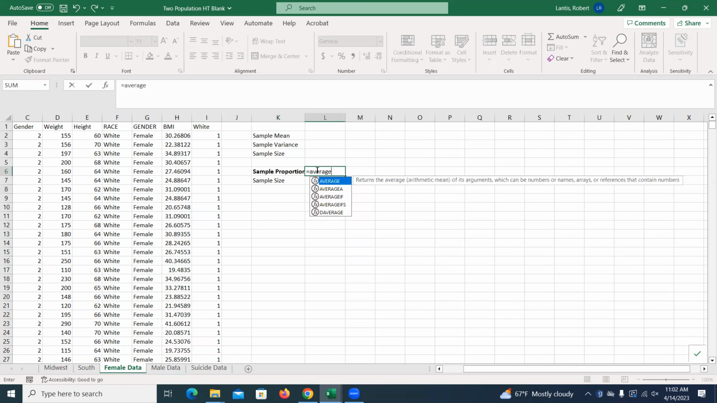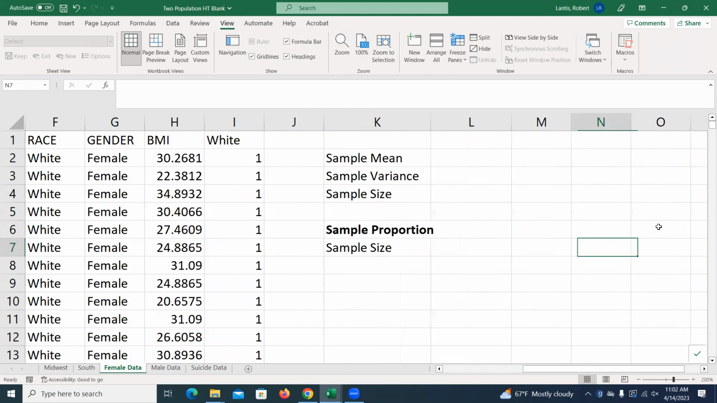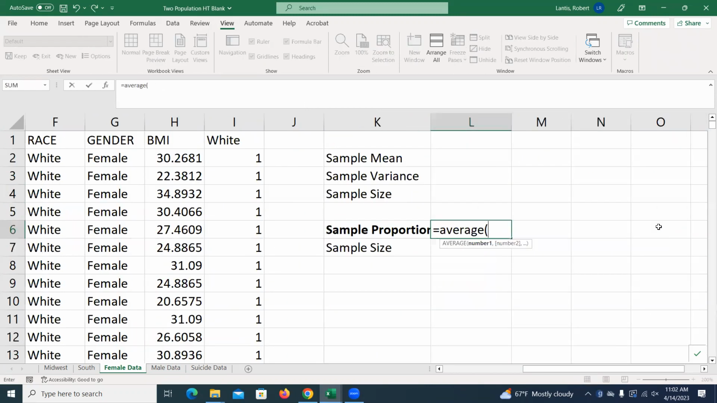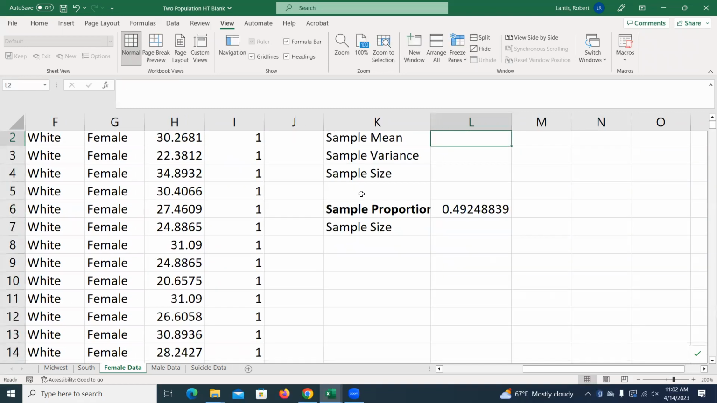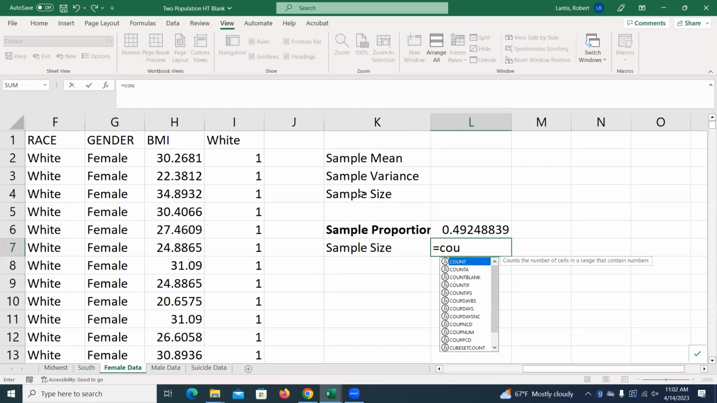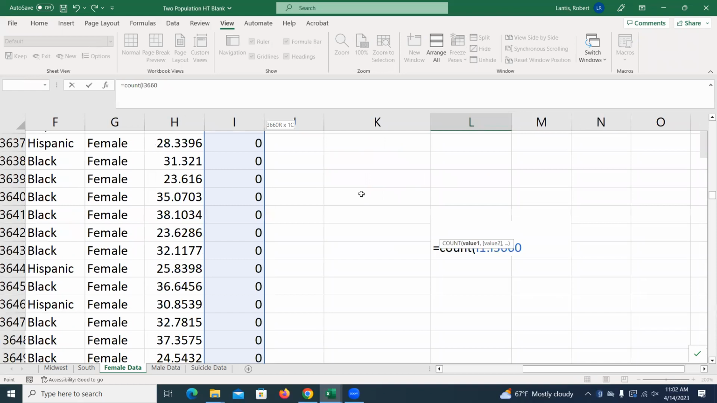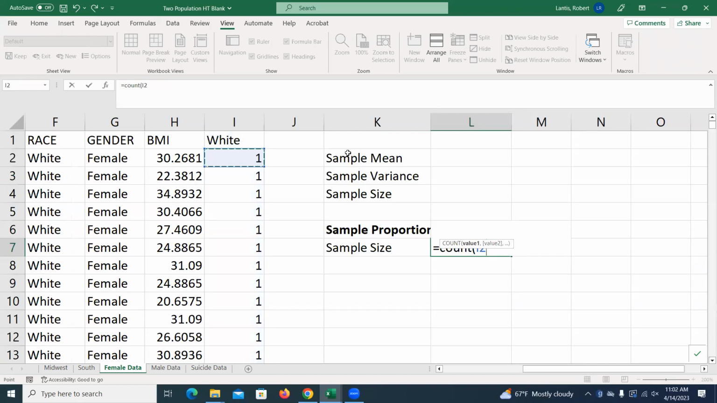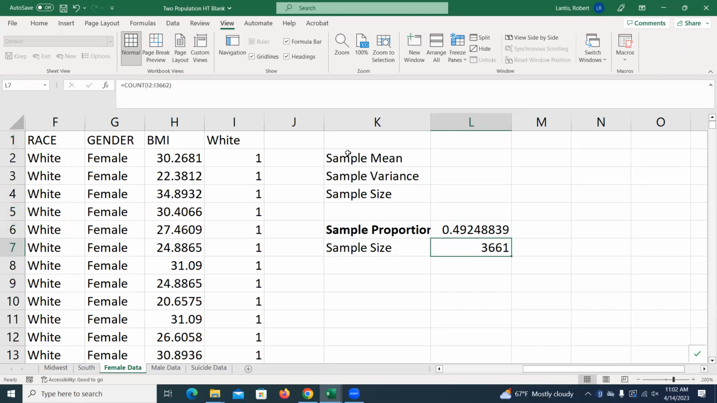I'll use my average function. And I'll zoom in a little bit here so we can see what I'm doing. Remember, we said the sample proportion is just a special case of the sample mean. It's when we find the mean or the average of this 1-0 variable. So Control Shift, Command Shift on a Mac, hit the down arrow, hit Enter. Then I'm going to use the count function, select starting in this first cell, Control Shift, Command Shift on a Mac, hit the down arrow. I've now got my sample proportion and my sample size for this female group.